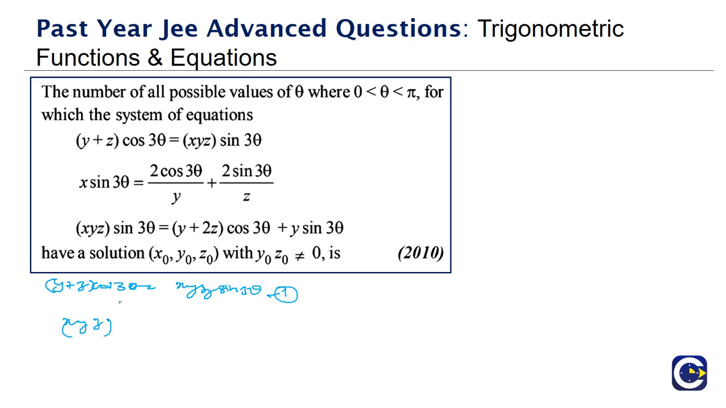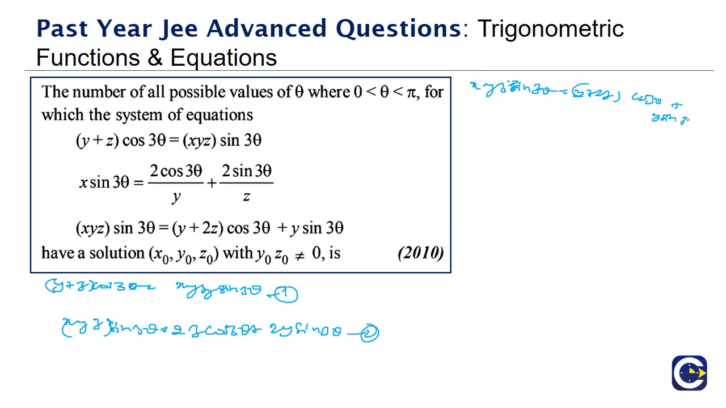If you consider the second equation and take the LCM, xyz sin 3 theta is nothing but 2z cos 3 theta plus 2y sin 3 theta. This is the second equation. Now what is the third equation? xyz sin 3 theta is equal to (y plus 2z) cos 3 theta plus y sin 3 theta. So if you observe this, we will do 1 minus 2 and 3 minus 1.